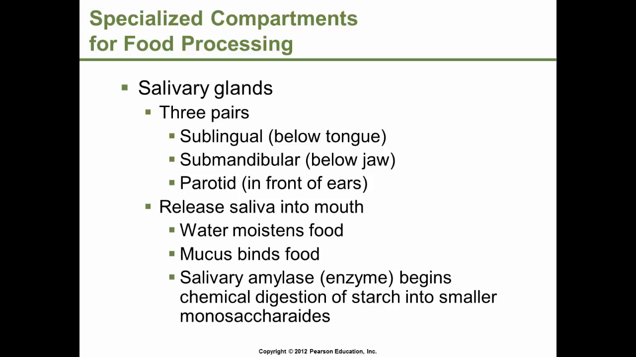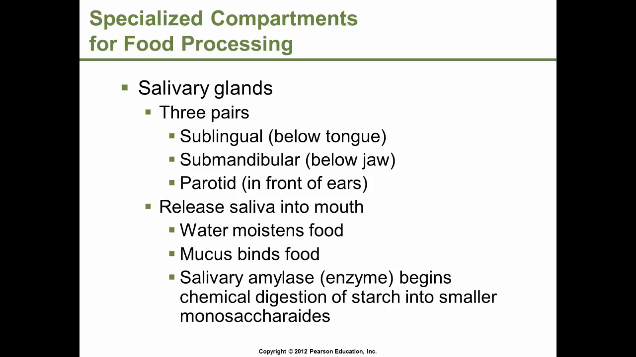There's 3 pairs of salivary glands: sublingual, which is below the tongue, submandibular, below the jaw, and parotid, in front of the ears. They release saliva into food, which acts to moisten the food. The mucus in the saliva binds food, and also saliva contains a specific enzyme that begins chemical digestion. So chemical digestion begins in the mouth.